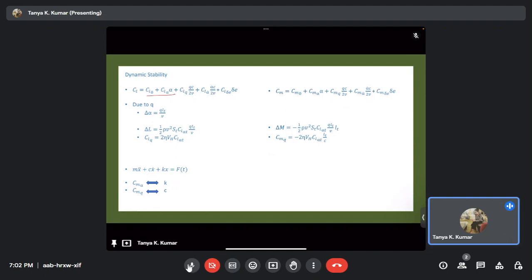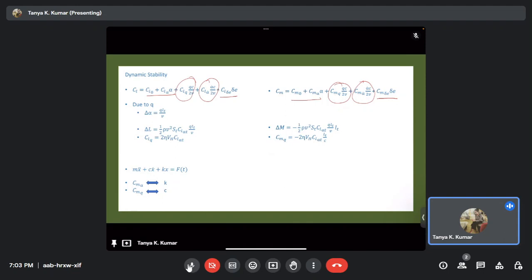Then when the control aspect came, we studied CL delta E into delta E. Similarly for the pitching moment, first it was just CM naught plus CM alpha into alpha and then CM delta E into delta E. Then when the aspects of dynamic stability came, we looked at two new terms, that is CLQ, CL alpha dot. Similarly, CMQ and CM alpha dot. We've discussed in depth what each of them should be, how they are multiplied by QC by 2V, why we've done QC by 2V, and how we have non-dimensionalized each term because CL and CM are both non-dimensional parameters.